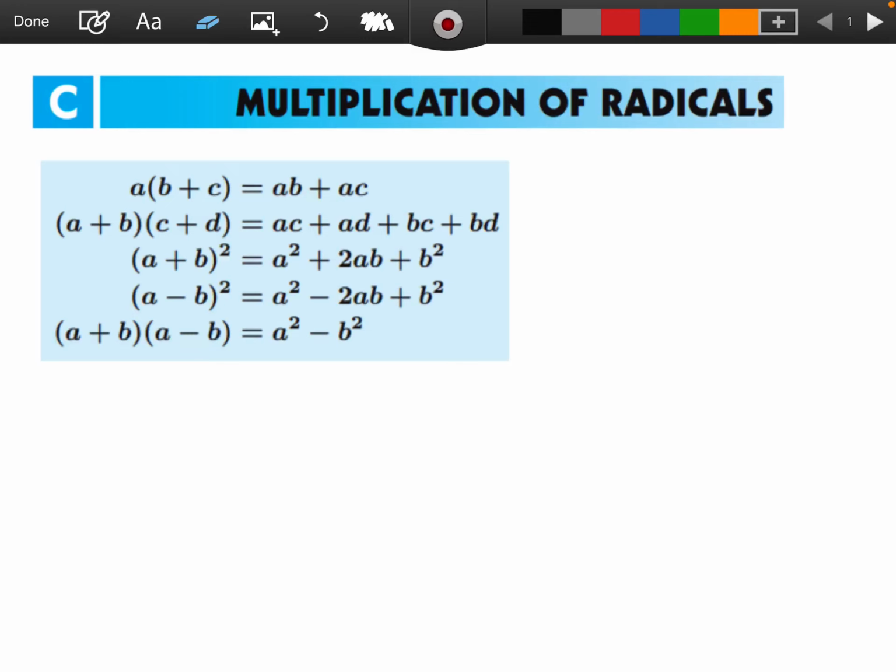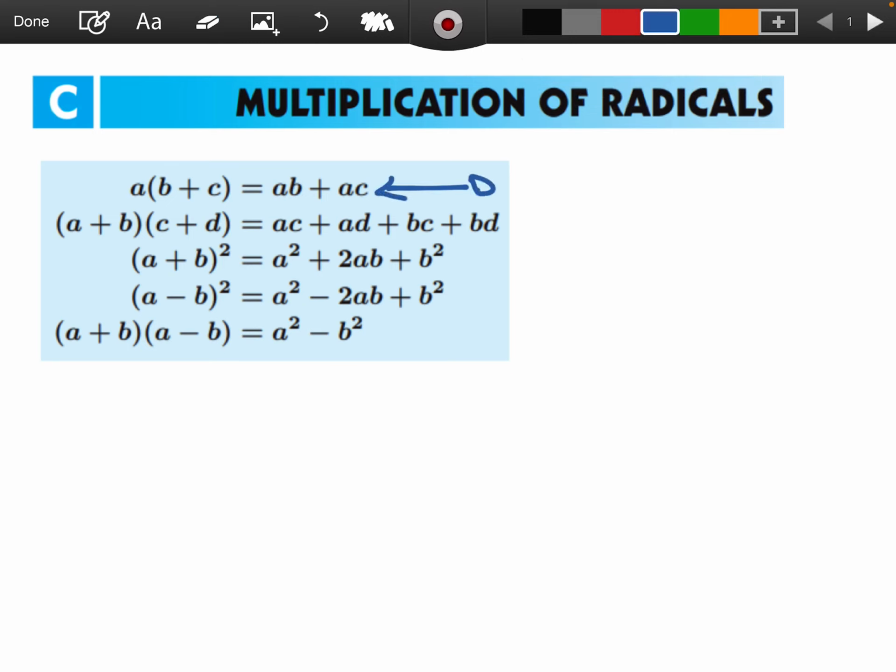Hi everybody, so this video is about the multiplication of radicals. Previously we looked at multiplying individual radicals together and how that works, but now we're getting into some of the more complicated multiplication, which you'll see in this table below. So don't let it intimidate you, it's just running through all of the things that we have already done.